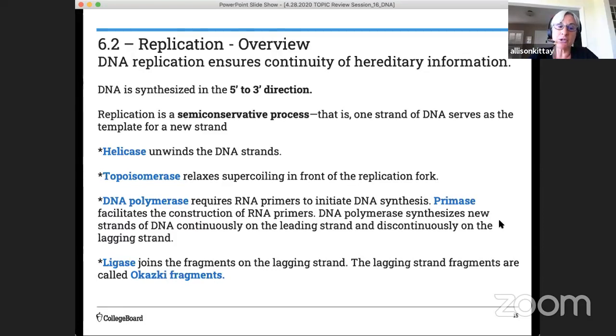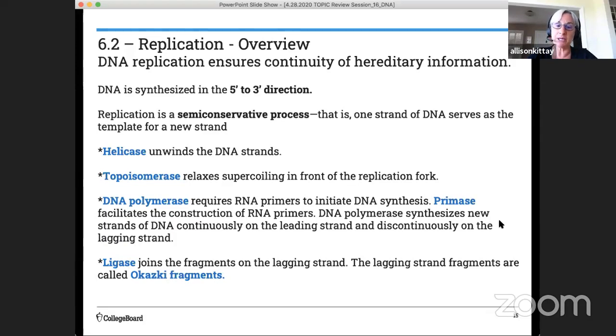We next have an enzyme called topoisomerase, which relaxes the supercoiling of that DNA helix just in front of the replication fork. And I'll show you a picture of this in the next slide. DNA polymerase is the main enzyme, and the reason it's the main enzyme is it is what is going to add DNA nucleotides to synthesize the new strand. However, it requires a primer made out of RNA to initiate this DNA synthesis. There is an enzyme called primase that facilitates the construction of RNA primers.